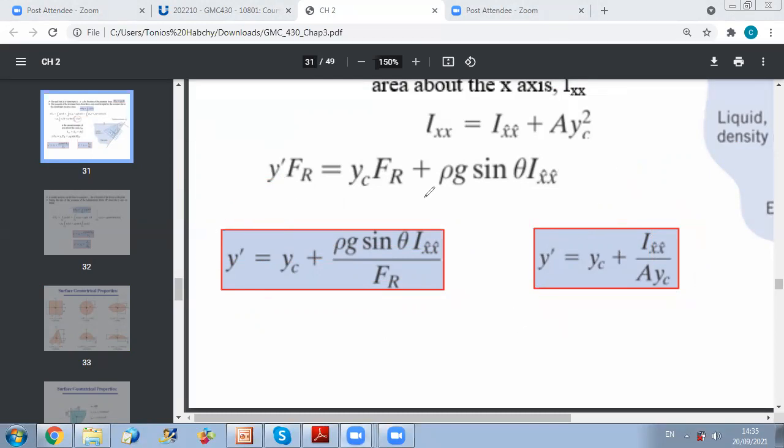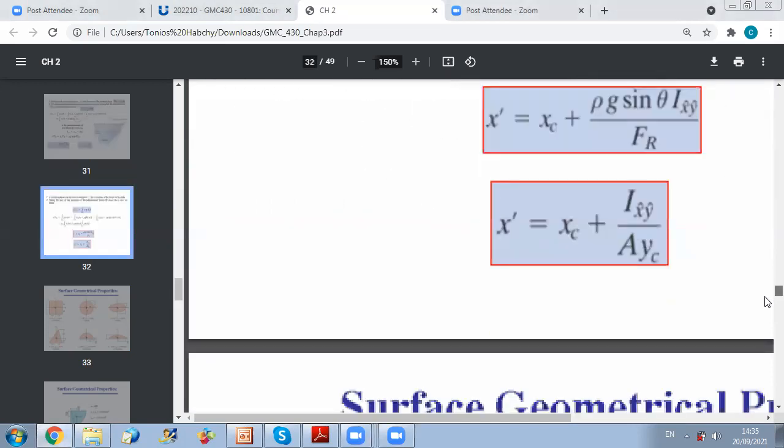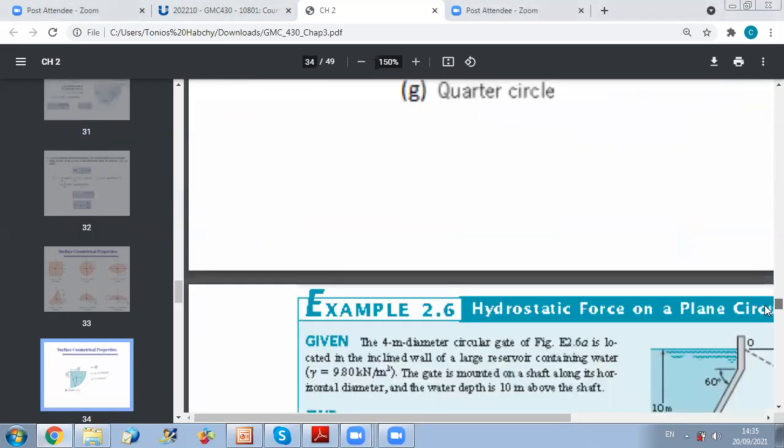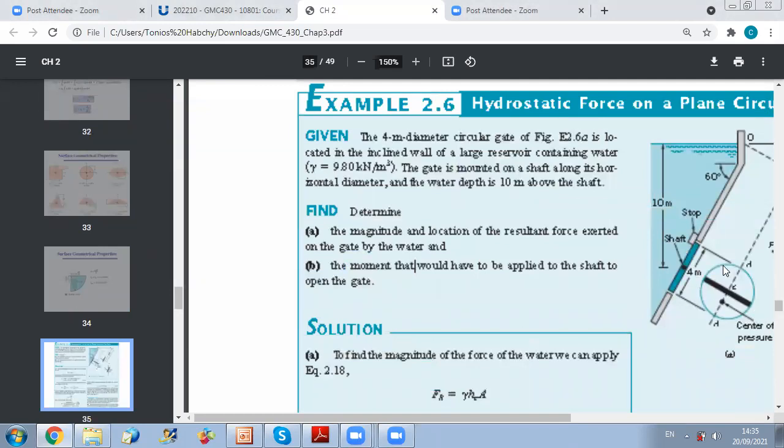Okay, so now let us go back to our problem. First, they want us to find the resultant force on the gate and where its point of application should be. Let us start together by finding the resultant force FR. What is the formula for FR? FR is the pressure at the centroid of the area times the area. Since it's a circular gate, the centroid of the area will be just at the center. If you look at this figure, this is your center. The depth of your center is 10 meters.